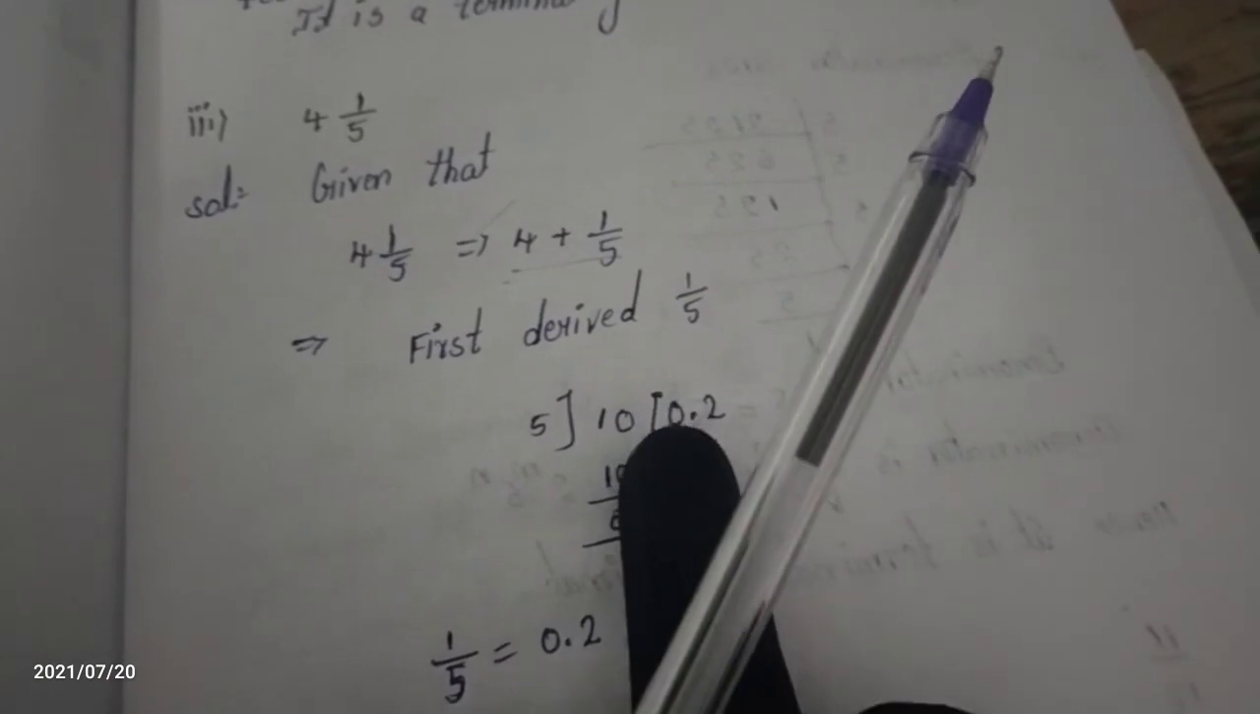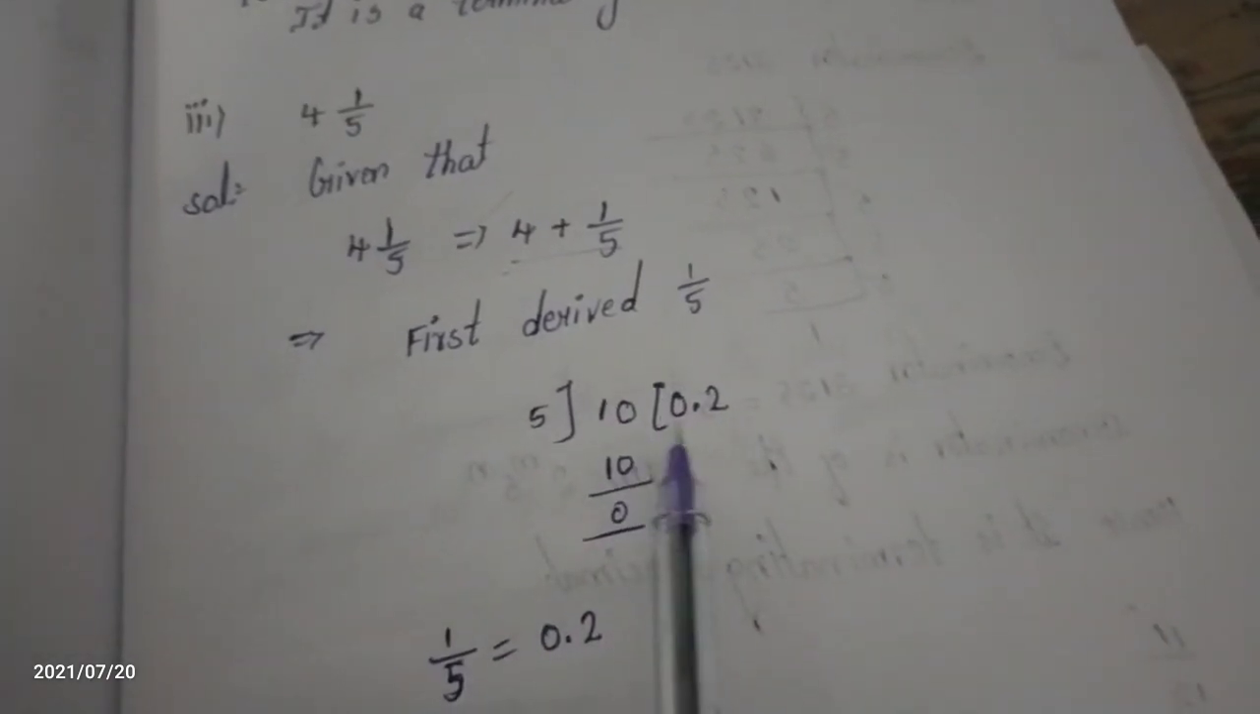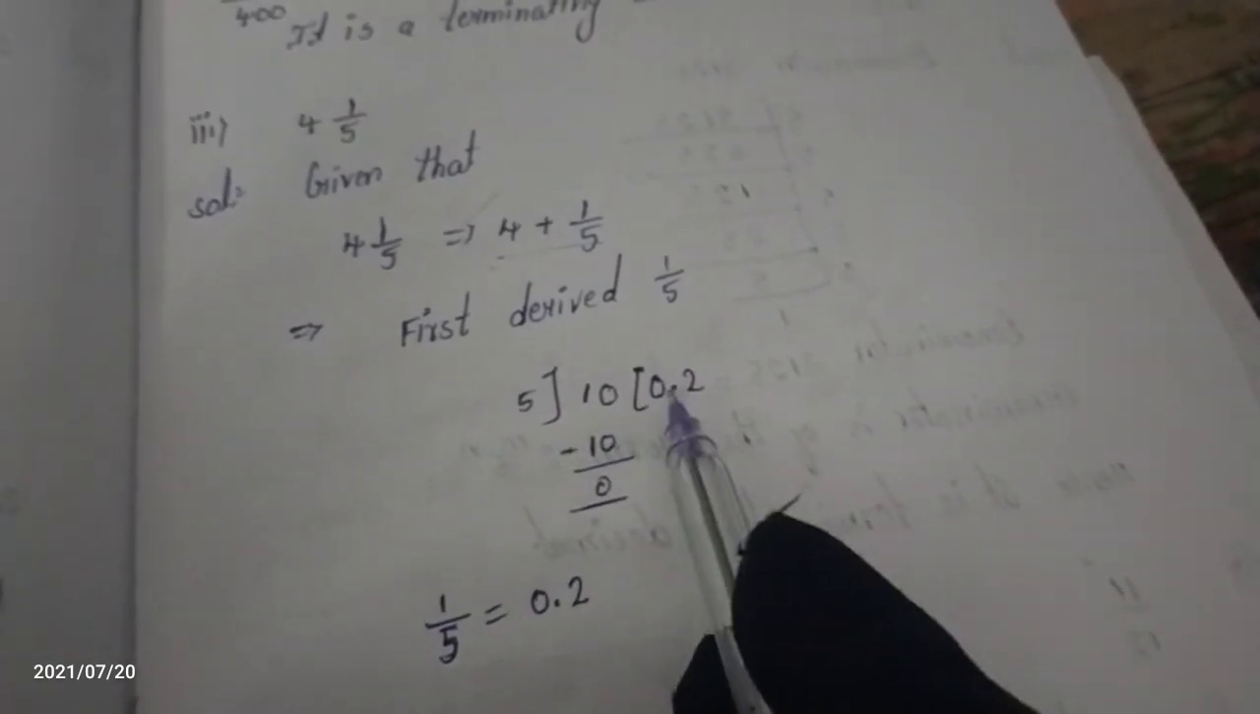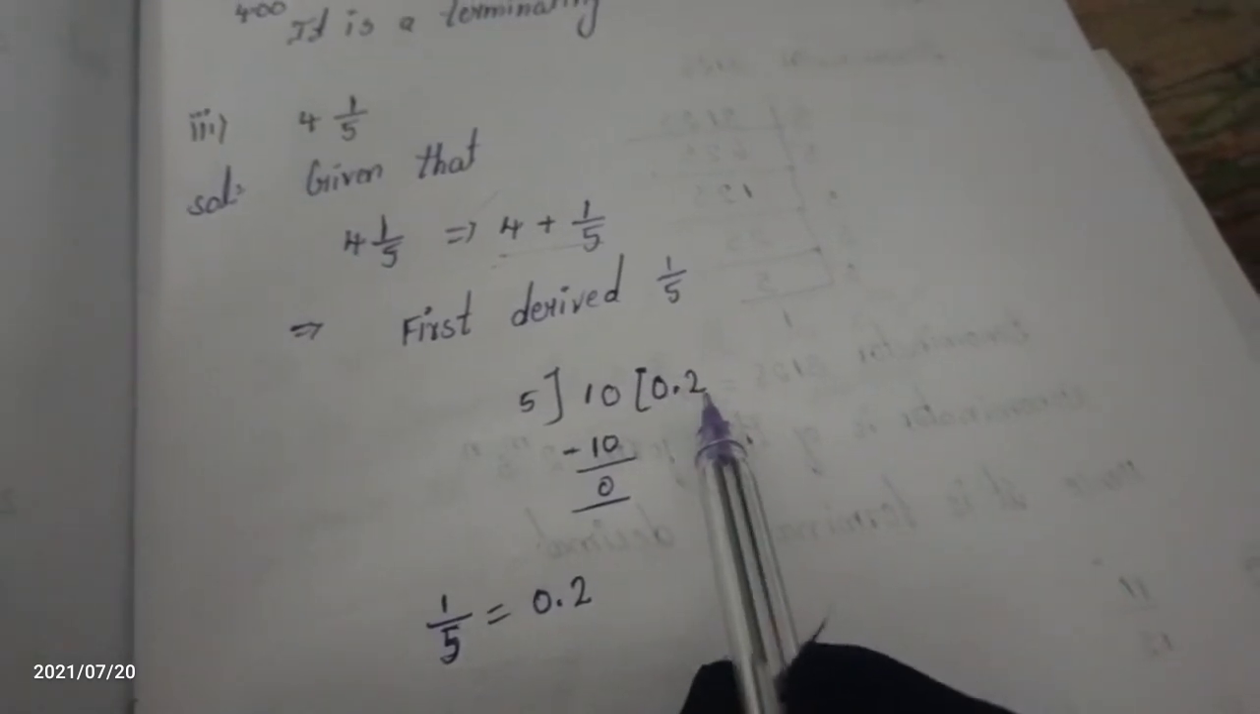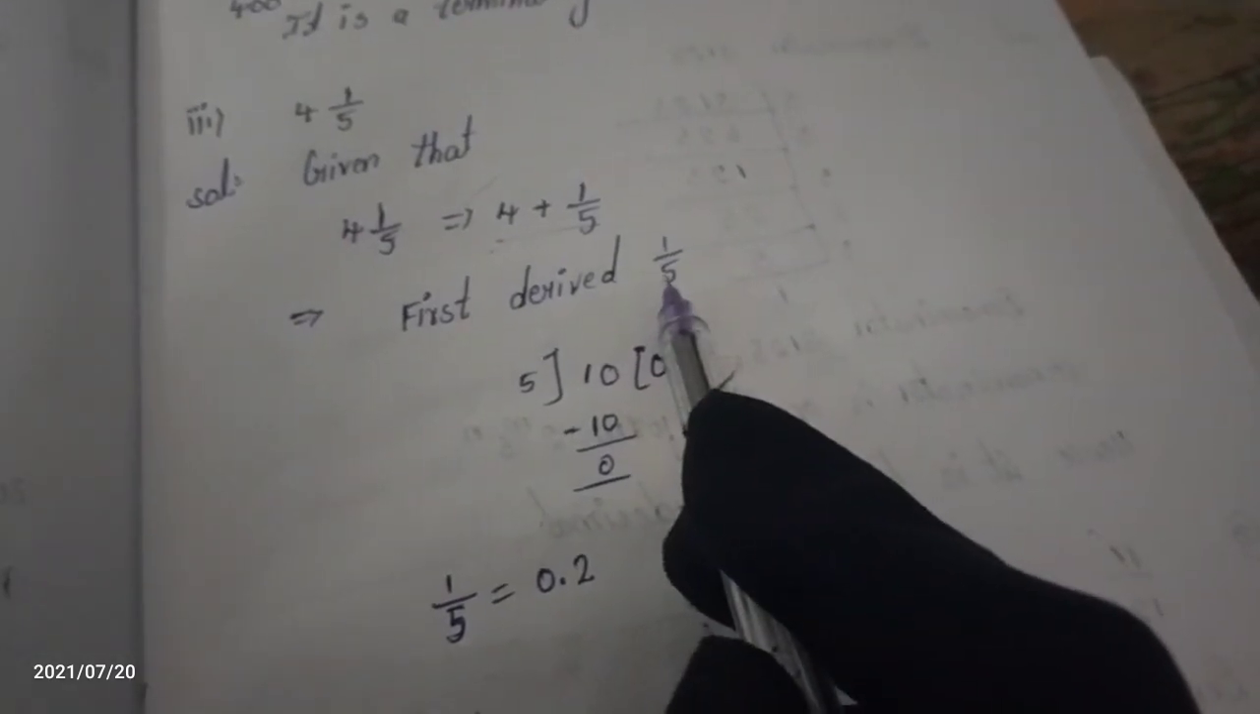What we have to do? We have to take the 0 point. When we take the 0 point, we can write it as 0. Now 1 becomes 10. 10 is divisible by 5. 5 2s are 10. 10 minus 10 is 0. What is the value of 1 by 5? 1 by 5 is equal to 0.2.